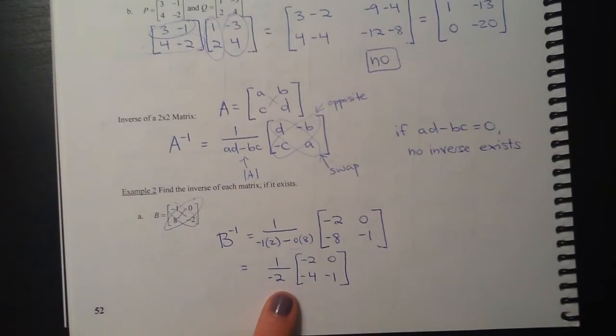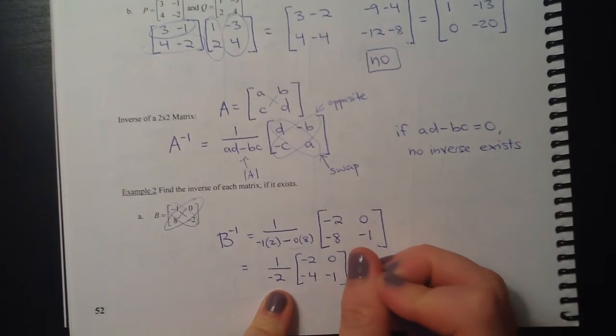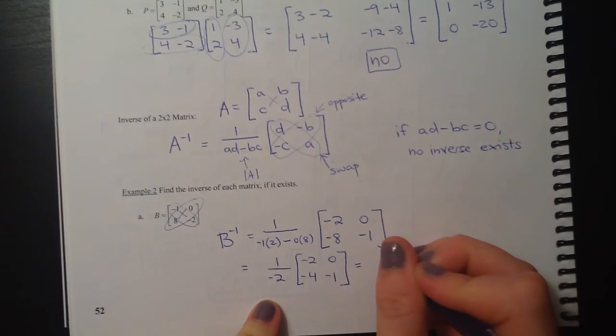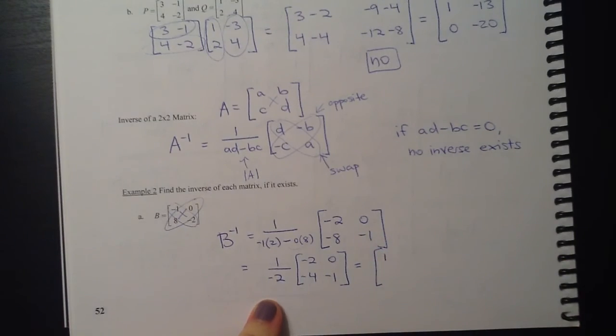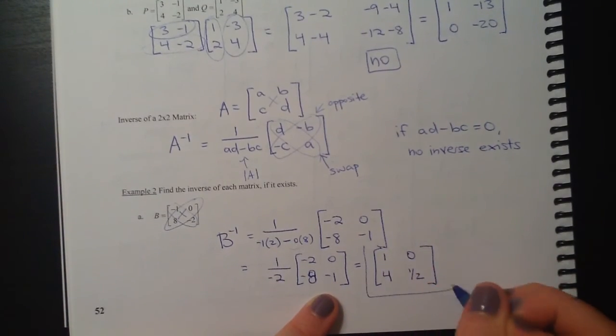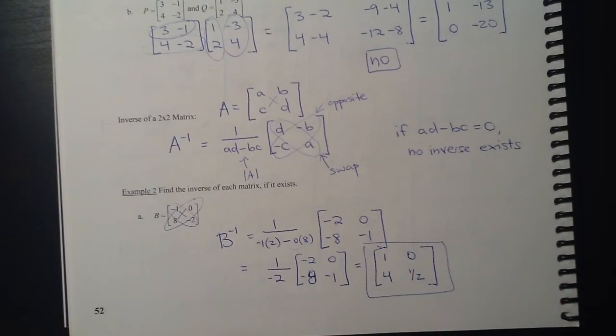So this goes back to section 3.5 where I multiply by a scalar. So all I'm going to do is distribute this negative 1/2. So negative 1/2 times negative 2 leaves me with 1 in that first spot. Times 0 is still 0. Negative 1/2, whoops, I jumped the gun here. Sorry, that's an 8. I already cut it in half. 1 over negative 2, and then times negative 8 would be a positive 4. And then negative 1/2 times negative 1 would be a positive 1/2 in that last spot. So this is the inverse of matrix B.